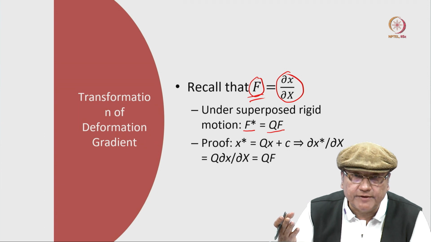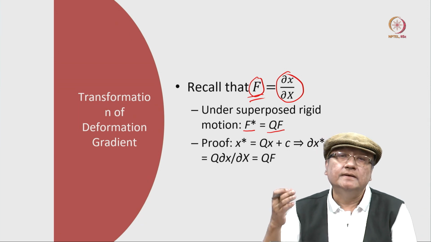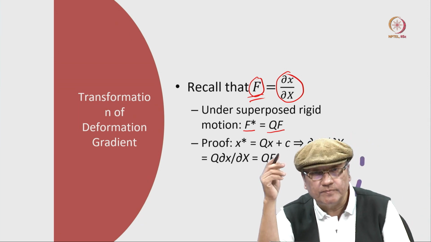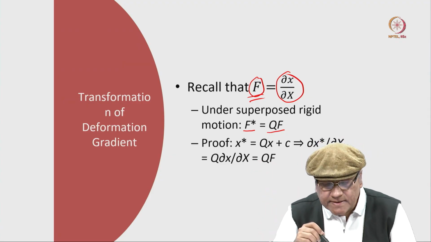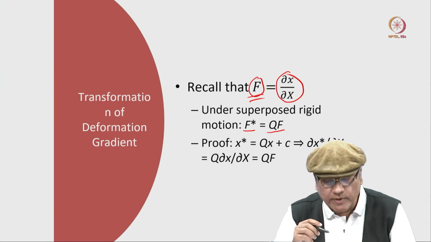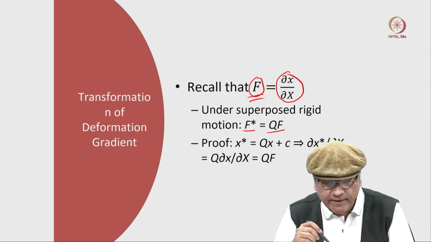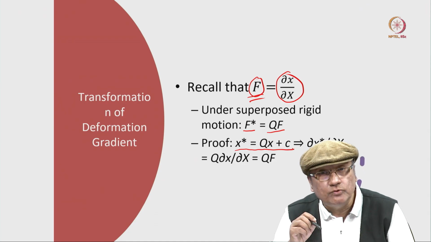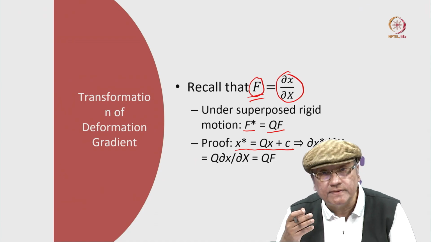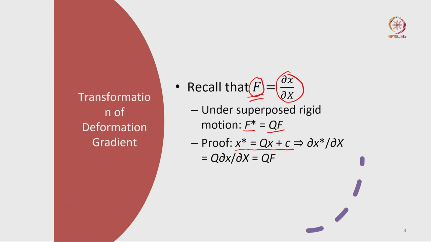Q is the rotation matrix, which basically entails the coordinate transformation in this spatial configuration. To understand why F star equals QF, we have to recall that x star is basically Qx plus c, Q and c being functions only of time, and then let us try to find the deformation gradient F star as del x star by del X here.